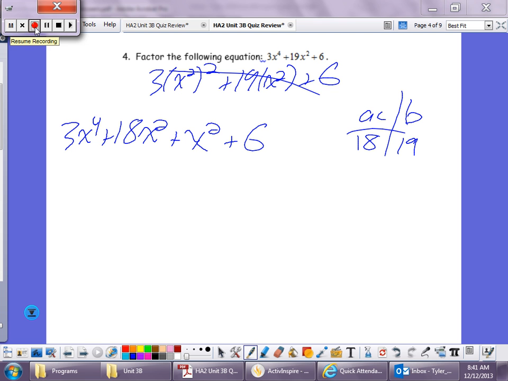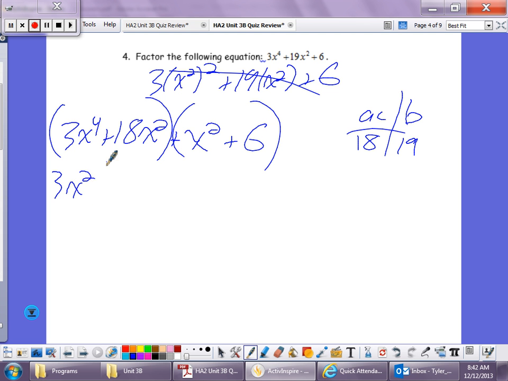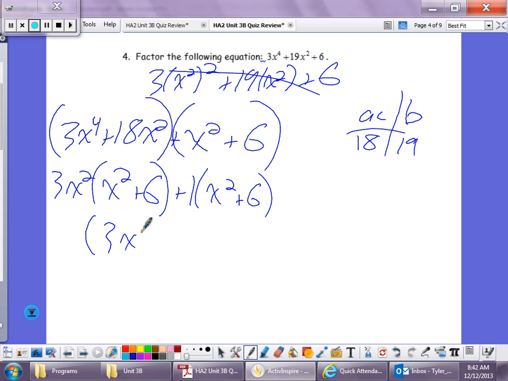So then from here you would just factor by grouping. So you group here, group here. Out of this you can factor a 3x squared, so you get x squared plus 6. This you already have x squared plus 6, so you just take out a 1. So you're left with 3x squared plus 1 and x squared plus 6. Neither of those can be factored further, so that would be your answer.